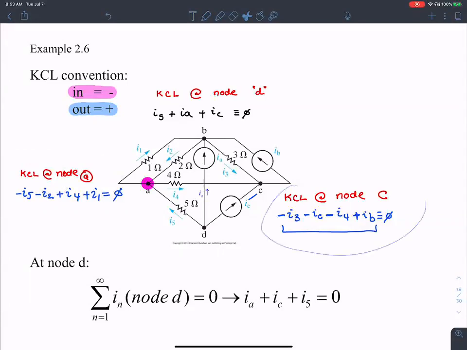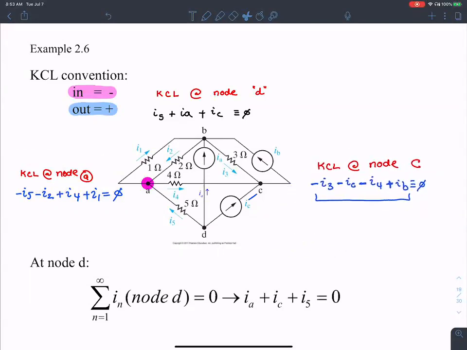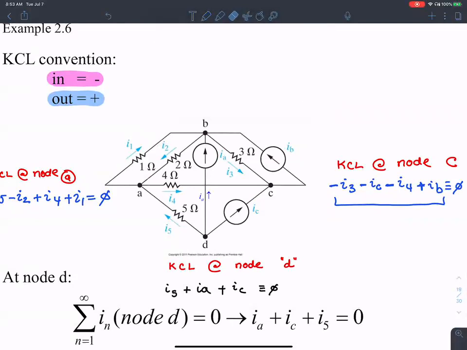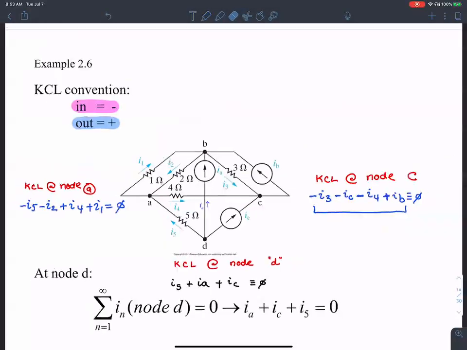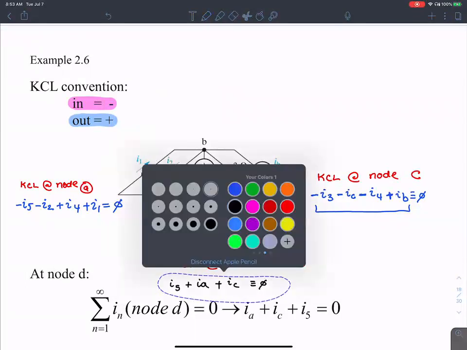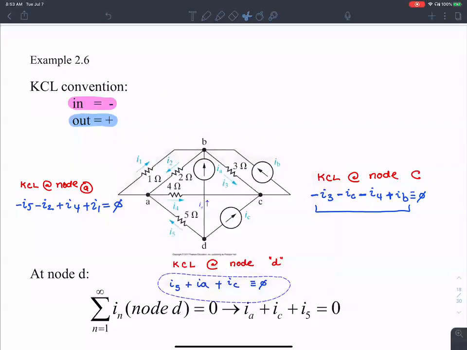Okay, so I can do that at a bunch of different nodes. KCL at node C, okay? KCL at node D. Okay, so that's the idea of KCL. Oftentimes, and I'm going to show you something different here. It's not really different, okay? This is one technique to use it, and you can stick to this and you will always arrive at the right answer, okay? The other technique, the one that I prefer, I'm going to show that at node B.